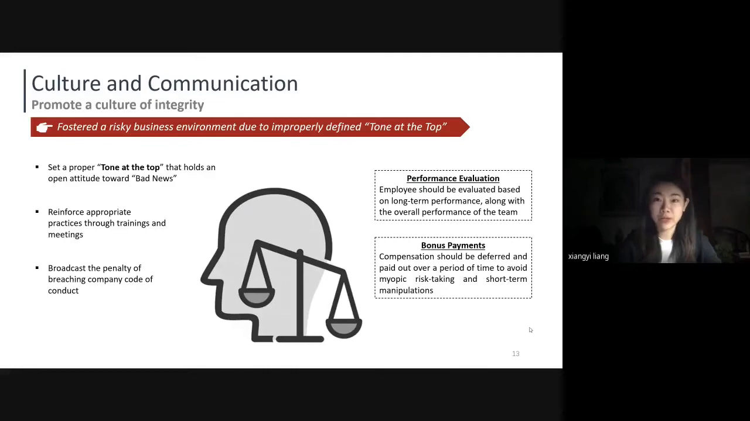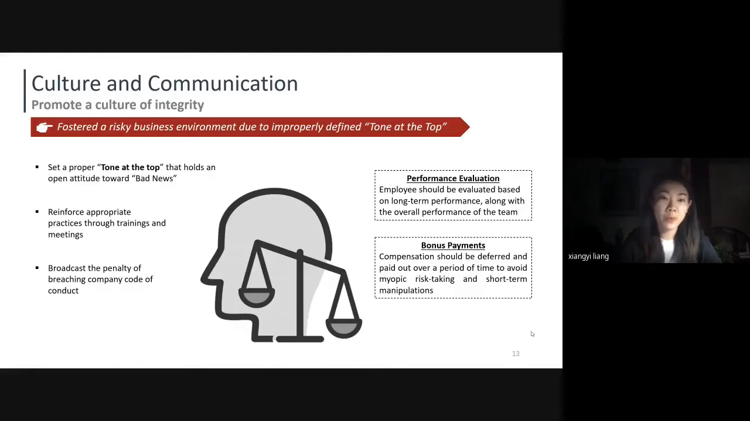In addition, we believe a culture of integrity should be promoted to avoid a business environment that fosters unethical behaviors and risks. So now back to NAB's story. Its good-news-only culture encouraged manipulation and discouraged timely escalation and corrective actions. Thus, NAB should set the proper tone at the top that holds an open attitude toward bad news, as well as continuously reinforce the employees' code of conduct through training or during meetings. The consequences and penalties of serious breaches should be broadcast to all employees to discourage them from crossing the line in the first place.